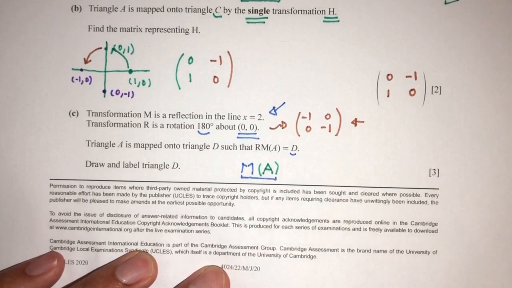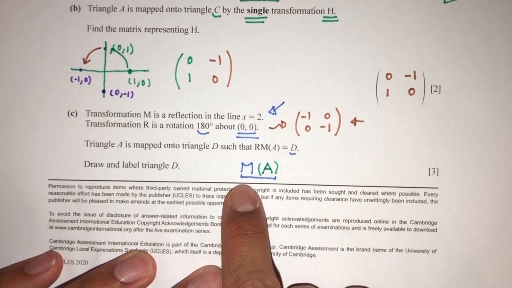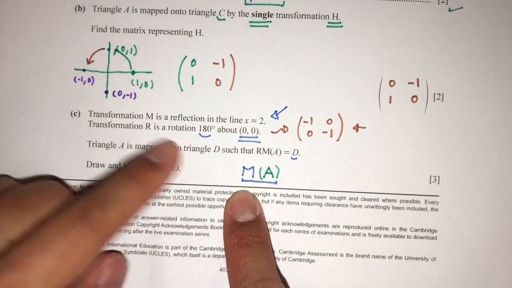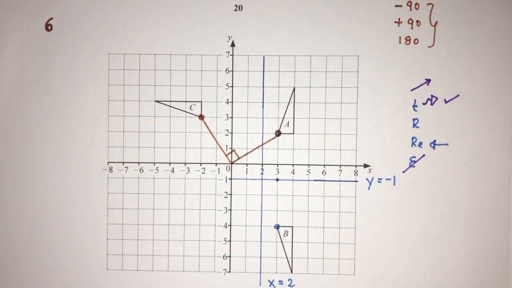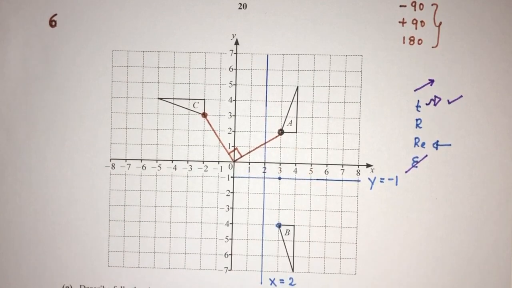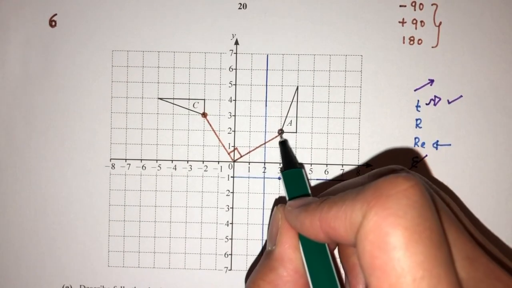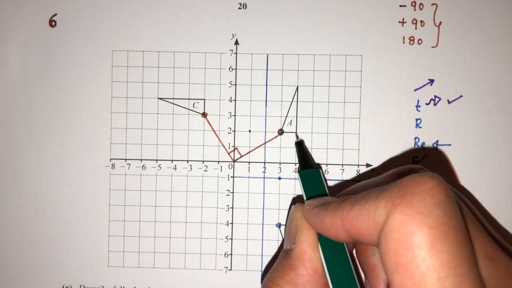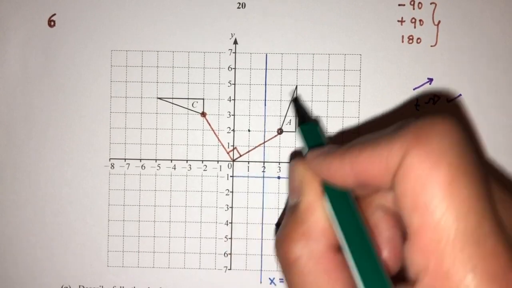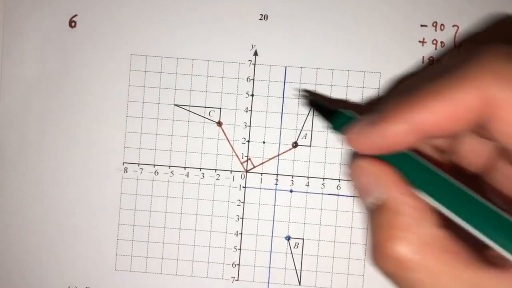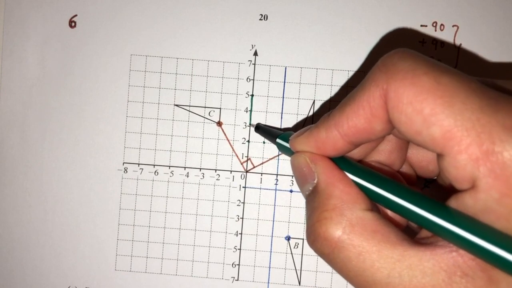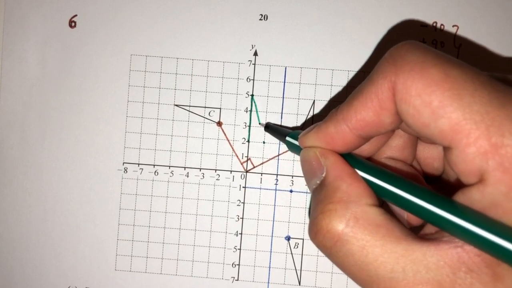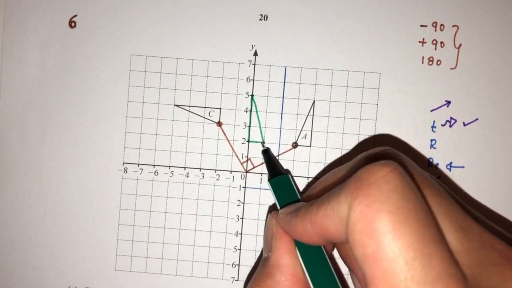So let's do that. Now what is M? M is a reflection in the line x equal to 2. So let's use the graph to make it easier for us. So this is the line of reflection. This (1, 1) becomes here. (1, 2) becomes here. And we have (1, 2) becomes here. So this is my triangle after my reflection in the line x equal to 2.